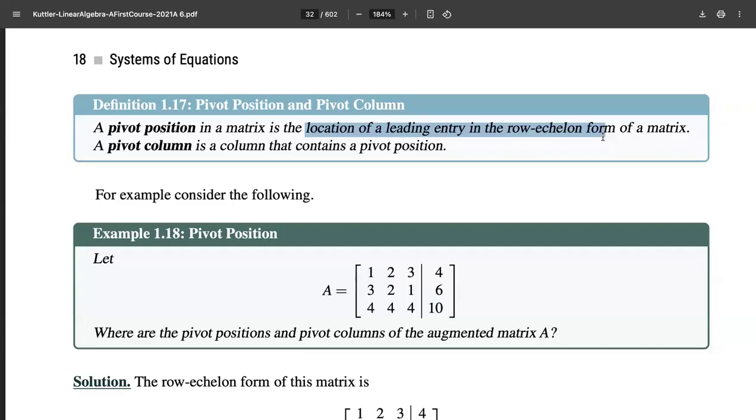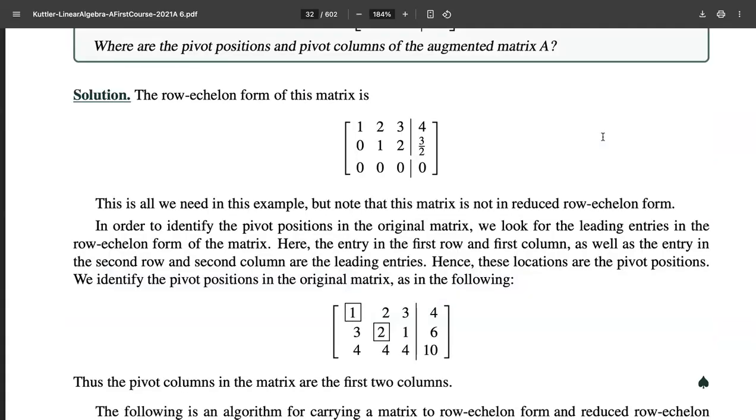Let A be this augmented matrix. How do you find the pivot positions and the pivot columns of the augmented matrix A? Let's look at that. The row echelon form of this matrix is given as such. You can deduce that on your own, because we have been through that multiple times. Now let's identify the leading entries. The leading entries are the first non-zero entries of each row. These are the pivot positions.